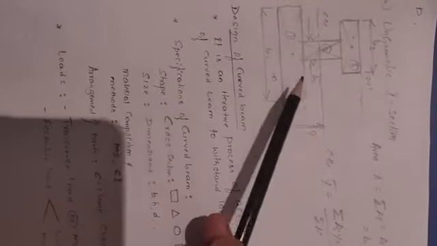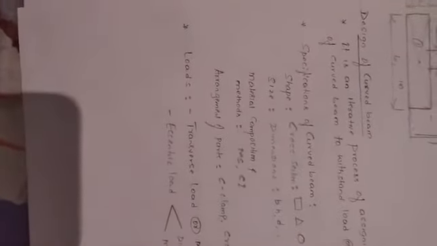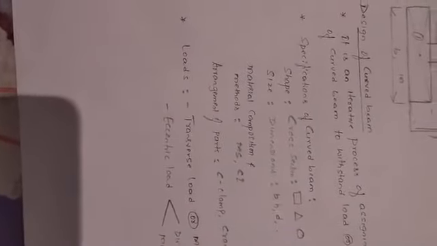Similarly, go for the unsymmetric I section. This is not symmetric. It is symmetric about the y axis but not symmetric about the x axis. This is the unsymmetric I section. Then what is the area? The same formulas are used here. After that, now you know what is the design of curved beams. And one more I forgot here, the sixth one.